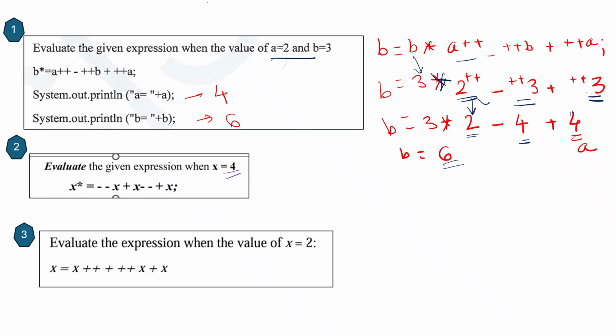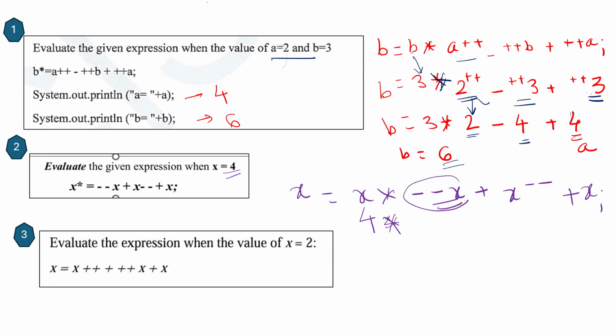Now let's move further and try to solve this next, where the X value is 4. This is again a shorthand operator, so try to solve it. X is equal to X multiplied by --X plus X plus X-- plus X. Now let's put in the X value, 4 multiplied by --X. What will happen? This is a prefix, so you have an immediate decrement. So it will become 3 over here.